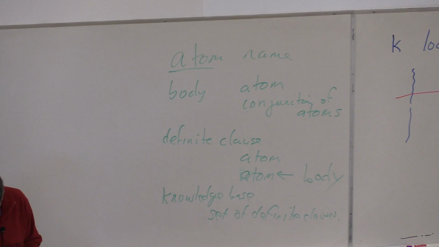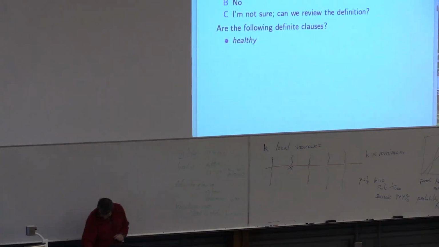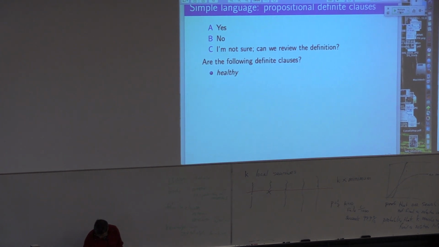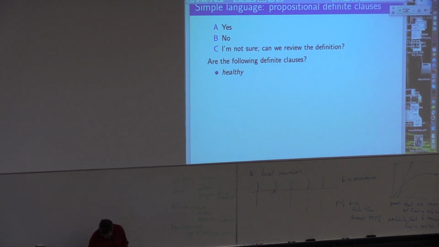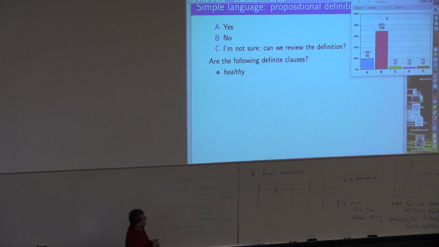The easiest way to do this is to let's do this and we'll show at the same time. Just to make sure everyone knows what's going on. The answer is either A, B, or C. A means yes, B means no, and C means I'm not sure, can review the definition. If it's obvious, we'll go quickly. If it's not obvious, we go slowly, right?